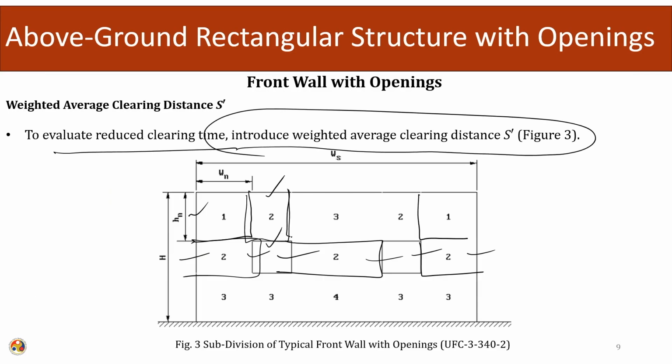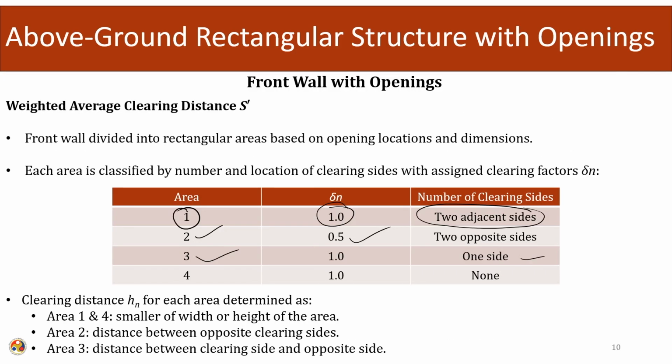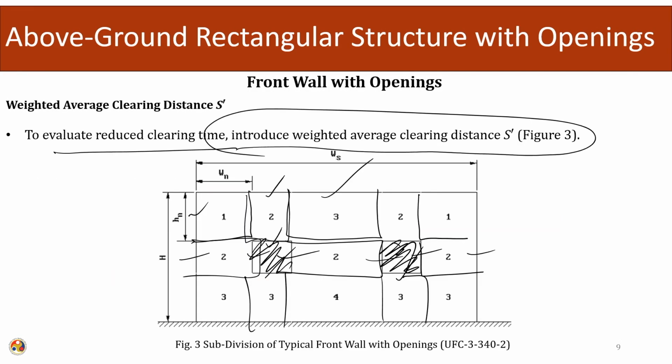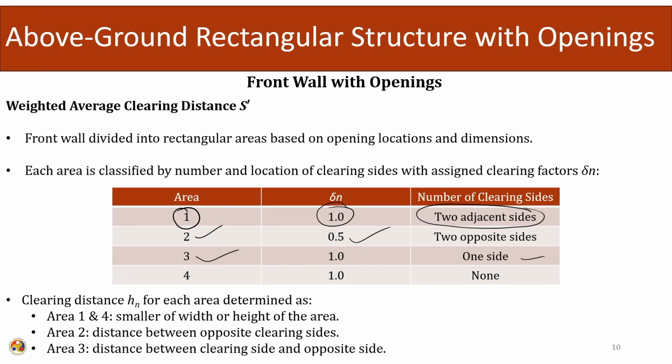If you look into 3, there is only one opening side. This is the opening. So these were the openings. Again 3, one opening side. And 4 if it has no opening sides. If you look here, it is locked and has no opening sides. So depending upon the relative location, we assign the delta n value.